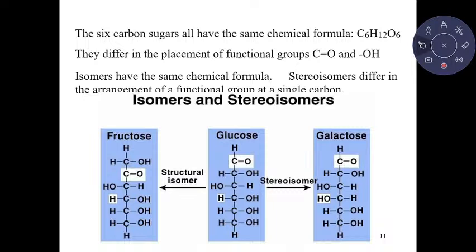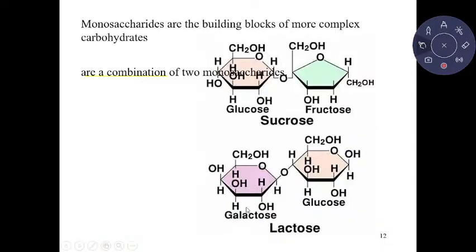And next, monosaccharides are the building blocks of more complex carbohydrates. As we know, monosaccharides are the building blocks of more complex carbohydrates, and combining two monosaccharides gives a disaccharide. Like if you take sucrose, sucrose is actually a disaccharide. Actually, monosaccharides are divided according to the number of carbons.